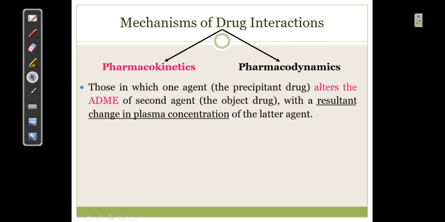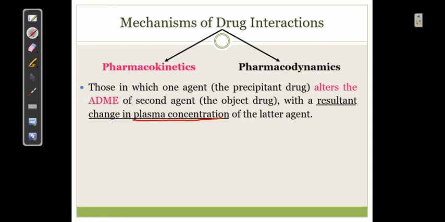So here the precipitant drug is altering the kinetics, that is ADME, of the second agent, that is the object drug. And definitely when you change any of this, either absorption or distribution, you can correlate that it will almost lead to a change in plasma concentration, which is a very characteristic event here. If it is a pharmacokinetic drug interaction, a resultant change in plasma concentration is always observed. This will always be the scenario in case of pharmacokinetic drug interaction.